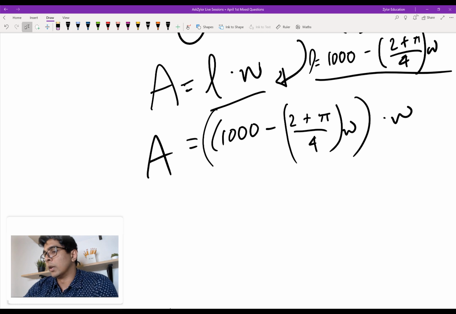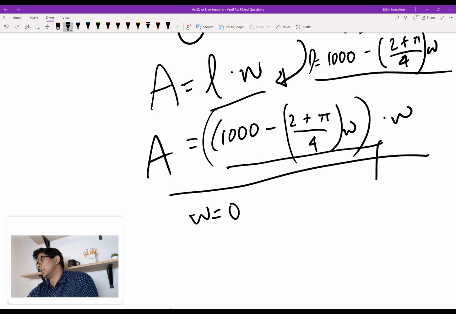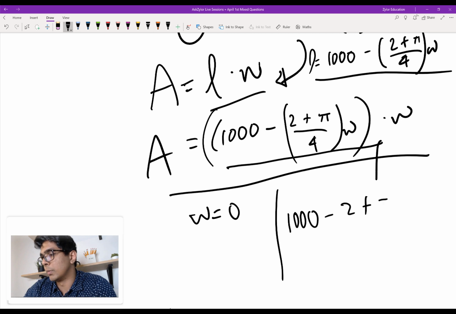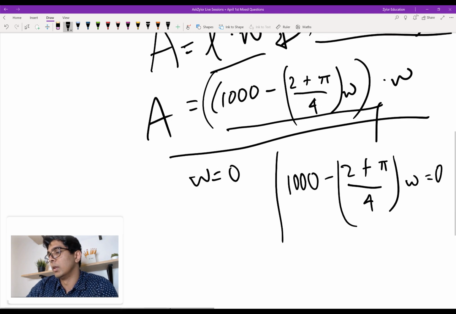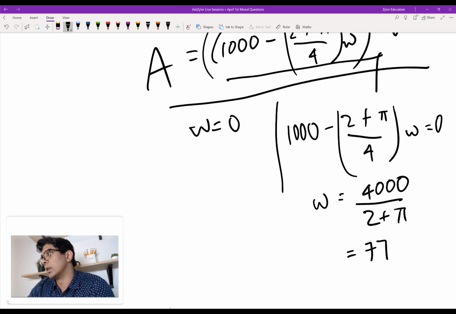So I have a quadratic equation. What I'm going to do is try and find the vertex of this quadratic equation. This seems to be given to me in factored form already. So W is equal to either 0, which is one factor, or this entire thing is equal to 0. So I need to find what that is equal to. So I get 1000 minus 2 plus pi over 4 times my width is equal to 0. If I isolate, I should get width is equal to 4000 over 2 plus pi. If I put that in a calculator, that should give me 778.